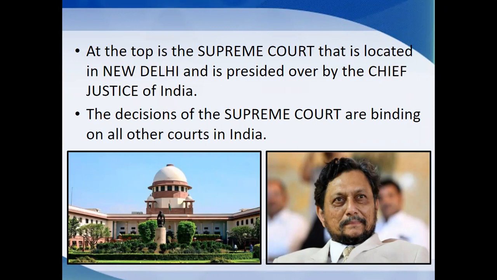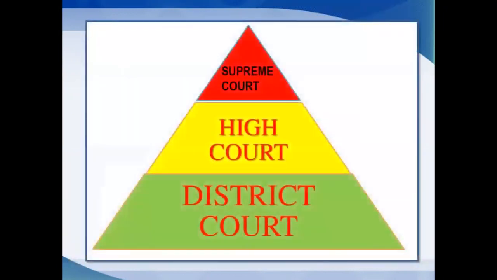Jurisdiction of the Supreme Court. The area over which the legal authority of the Supreme Court extends is known as its jurisdiction. It is mainly of three types: original, appellate, and advisory jurisdiction. So at the top level is the Supreme Court, next the High Court, and last the District Court at the lower level.